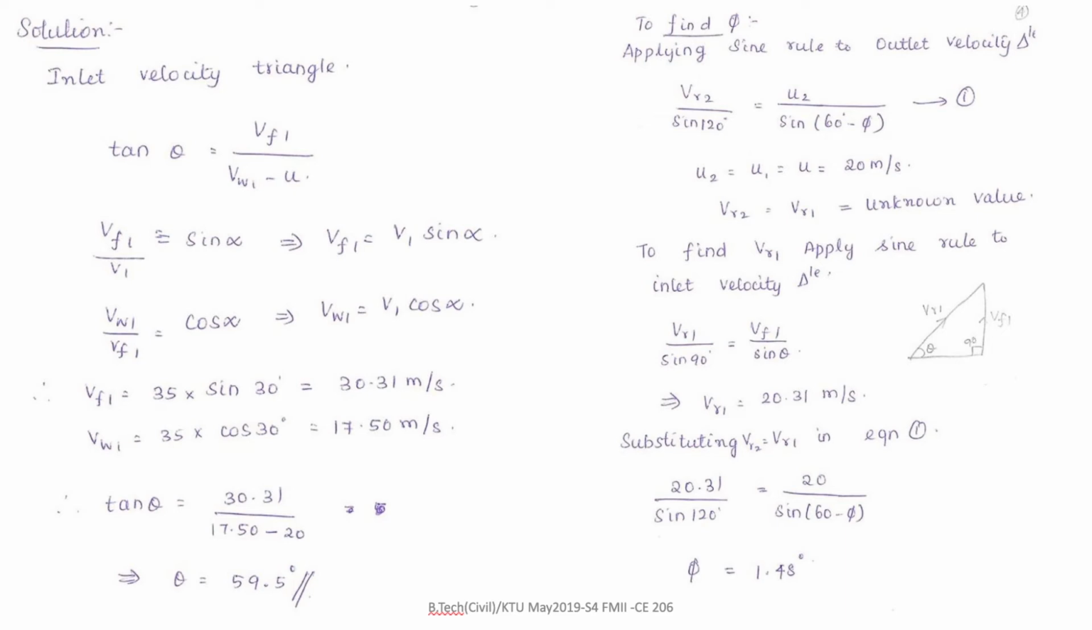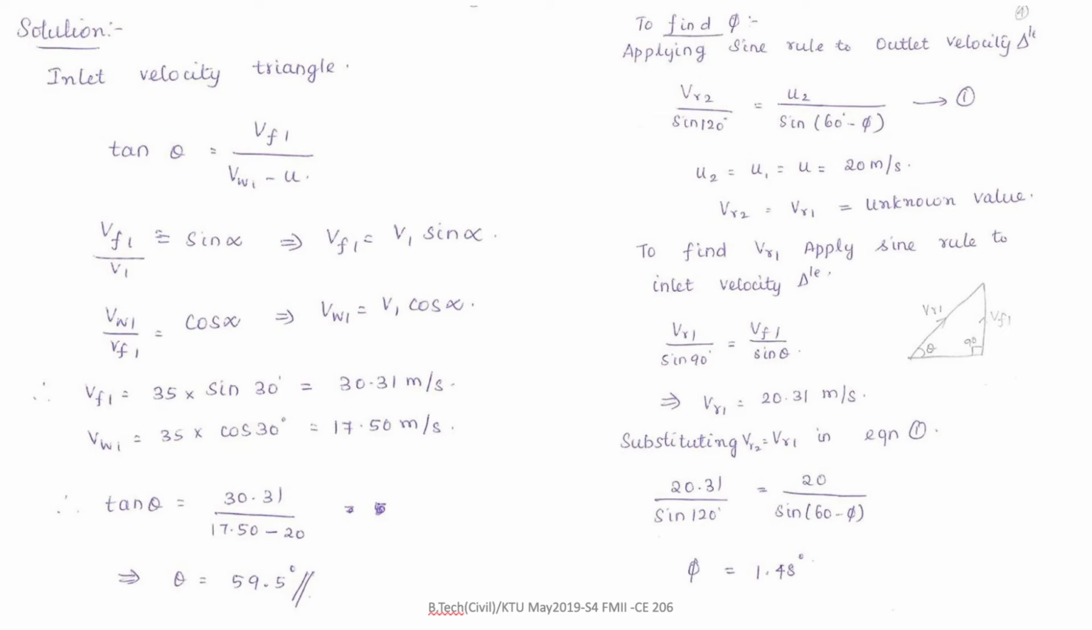So now, how to find phi? Now concentrate only on the outlet velocity triangle. Here you have to apply the sine rule. So how to use the sine rule? Take any triangle. A side divided by the opposite angle is equal to another side divided by its opposite angle, is equal to another side divided by its opposite angle. This is the sine rule.